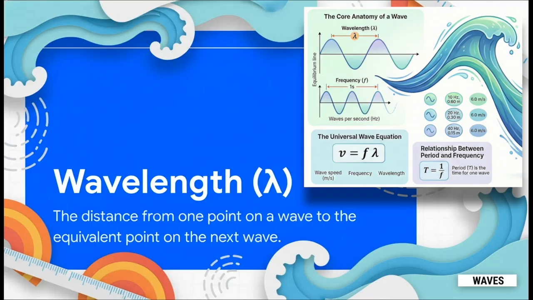First up, we've got wavelength, and you'll see it written as the Greek letter lambda. It's really simple. It's just the length of one complete wave. The easiest way to picture it is the distance from the very top of one wave, the crest, to the top of the next one.